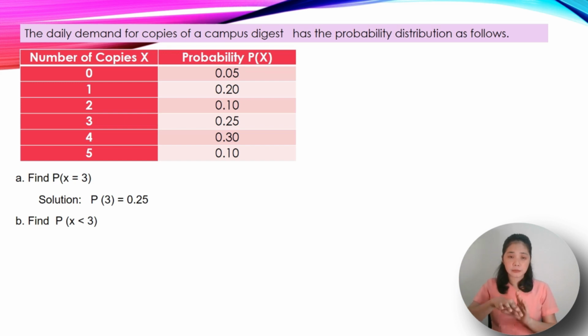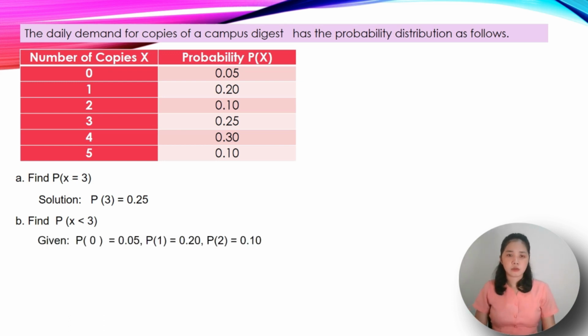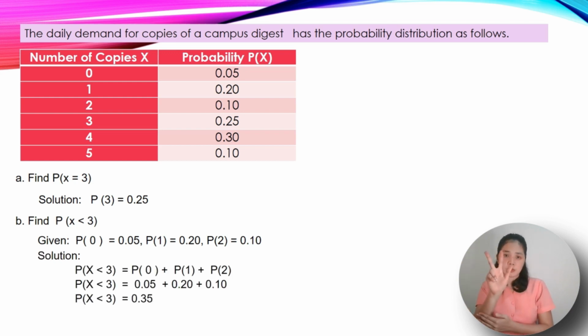Okay, next, look for the probability that X is less than 3. So what are the numbers here that are less than 3? We have here 2, 1, and 0. So the probability of getting 0 is 0.05, the probability of getting 1 is 0.20, and the probability of getting 2 is 0.10. All we need to do is to get the summation of these three. So the probability that X is less than 3 will give us 0.35.